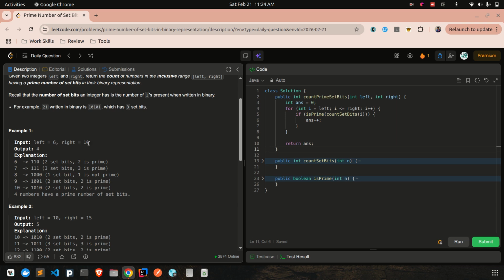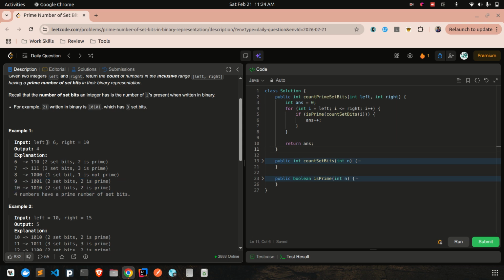From 6 to 10, if you see all its binary representations, 6 has 2 ones, so it has two set bits, and 2 is a prime number, so this will be contributing to our answer. 7 contains 3 ones, 3 set bits, and 3 is a prime number, so this also contributes. 8 has 1, but 1 is not a prime number. 9 has 2 ones, and 2 is a prime number, so this also contributes. And 10 has 2 ones, and this will also contribute to our answer.